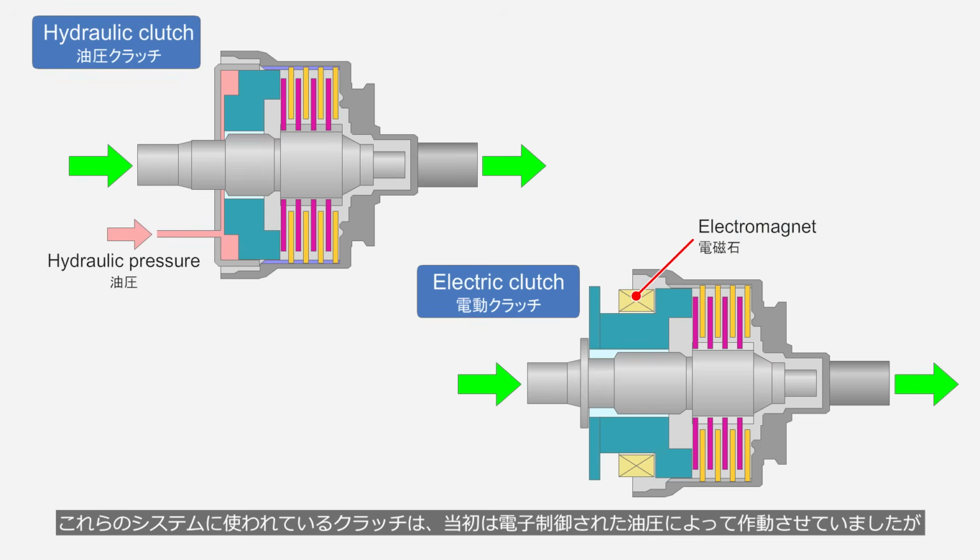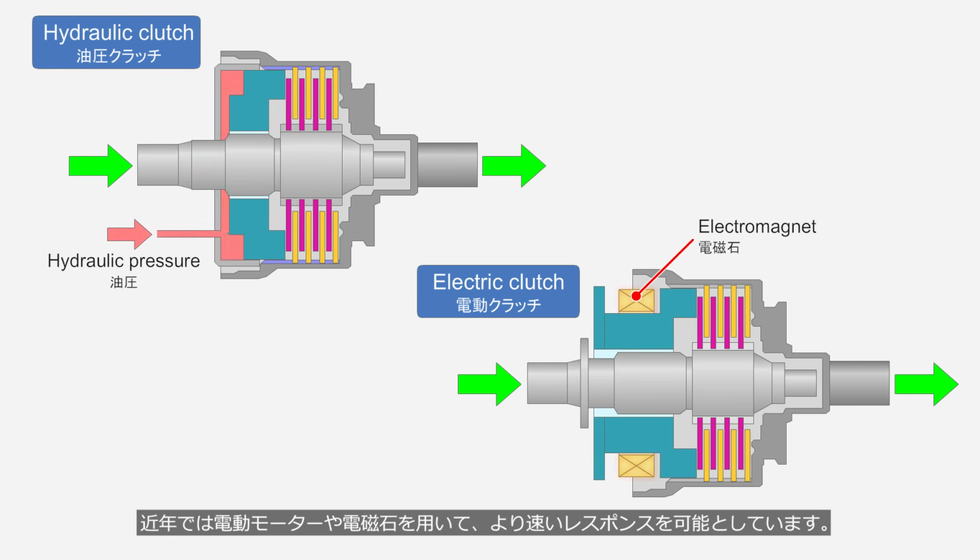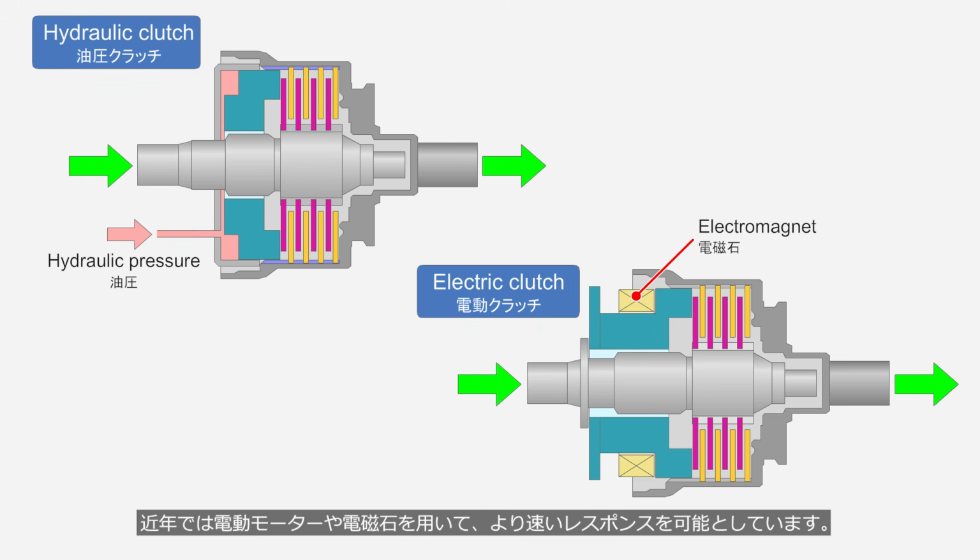The clutches used in these systems were originally actuated by electronically controlled hydraulic pressure. However, in recent years, the use of electric motors or electromagnets has made faster response possible.